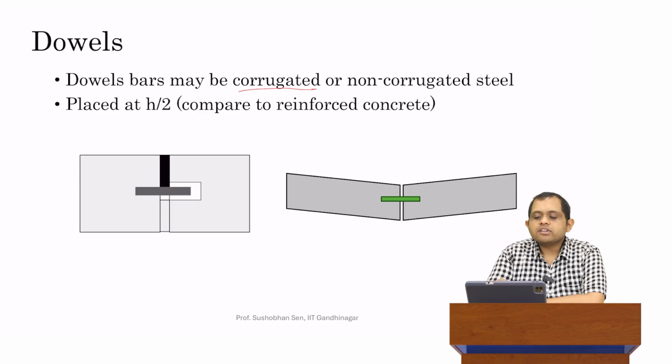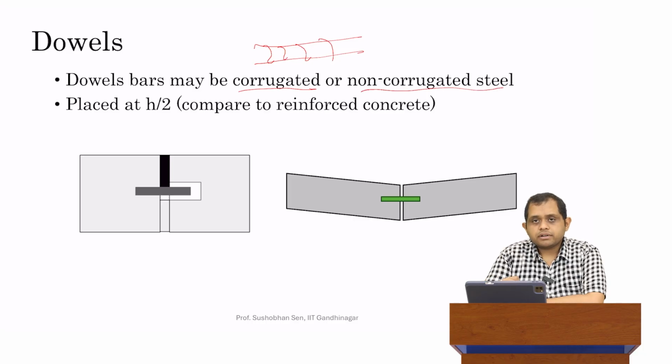So dowels are basically steel bars. They may be corrugated steel. Corrugated steel basically means they have these rib structures on the surface. They may be corrugated or they may be non-corrugated. As we shall see, unlike, say, structural engineering, where we basically always want corrugated steel because we want good bond between the concrete and the steel, in some cases for pavement engineering, we actually don't want a very good bond. I know that sounds counterintuitive. We'll see a little bit more about it in the next lecture. But in some cases, we actually don't want the steel to be corrugated. We don't want good bond between the concrete and the steel. So we do have the option of also using non-corrugated steel.